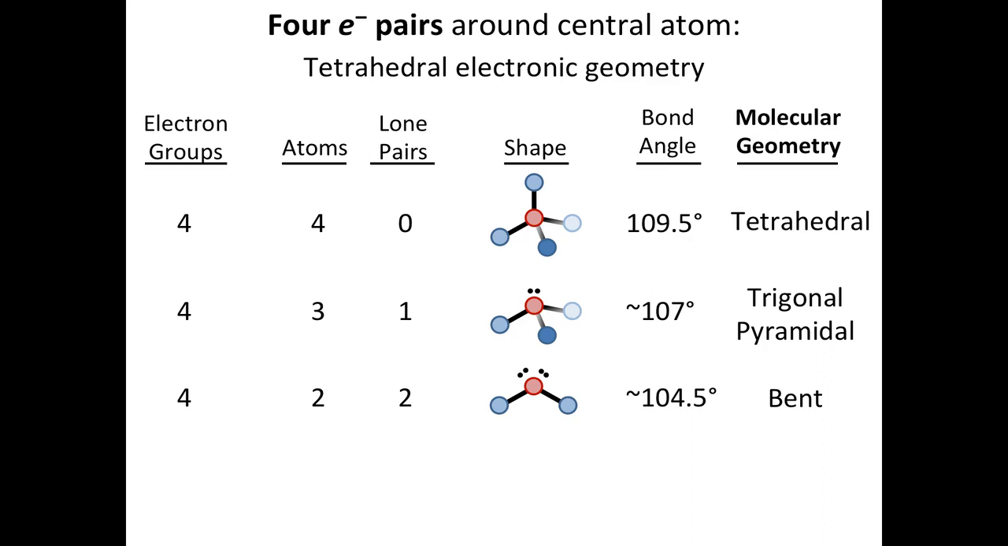Now, moving on, when you have 4 electron pairs around your central atom, you have tetrahedral electronic geometry, and now you have your choice of 0, 1, or 2 lone pairs. The names we associate with this are tetrahedral if there are no lone pairs, where you have the same electronic and molecular geometry, trigonal pyramidal if there's 1 lone pair, and then bent if there are 2 lone pairs. And again, the bond angles change.